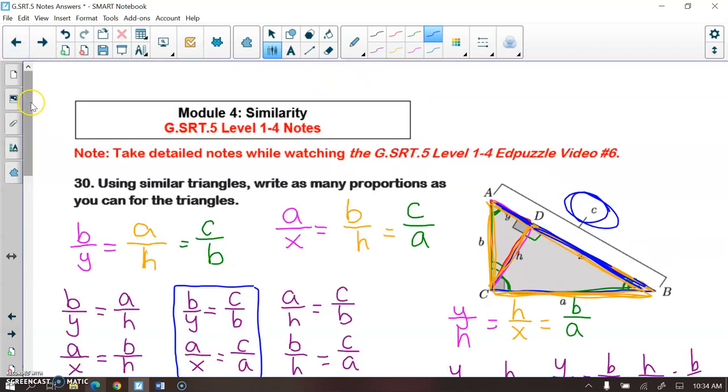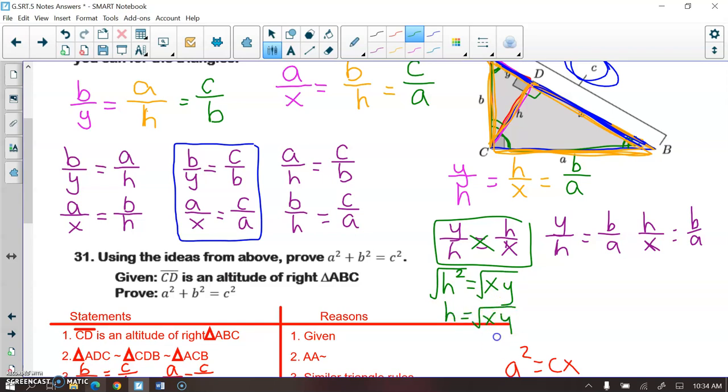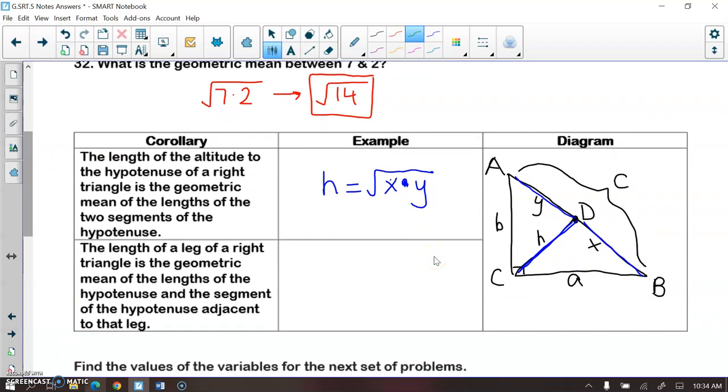We actually get that from one of our proportions that we created on this page here. This one. If I cross multiply, I wind up with H squared is equal to X times Y. And so then to get H by itself, we would take the square root of both sides and we get H is equal to the square root of X times Y. That's how we get this equation here, by using similar triangle proportions.